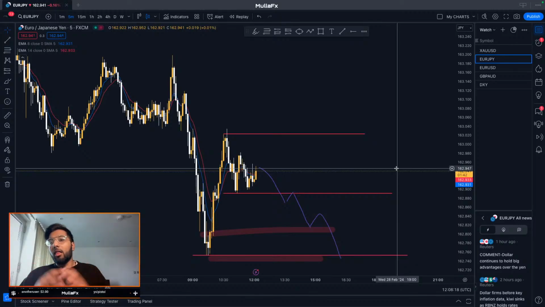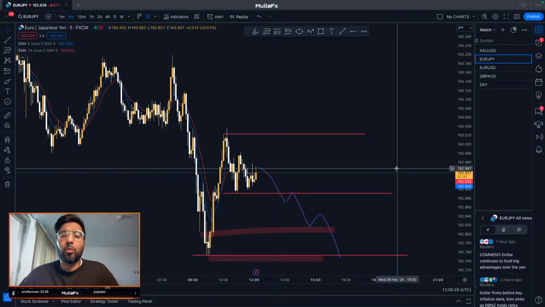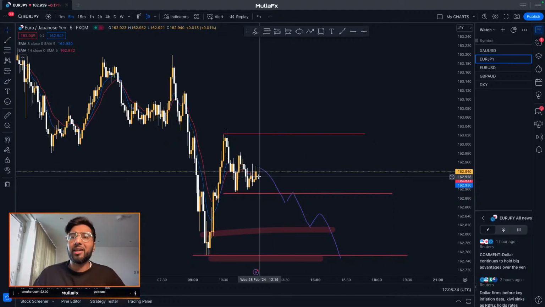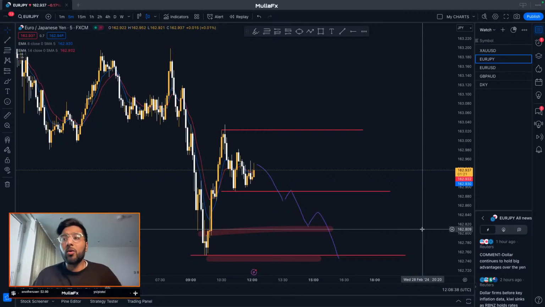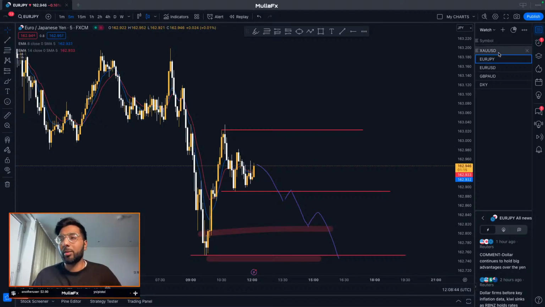So that is what we're looking at, guys, with regards to Euro JPY. And yeah, I really want to keep an eye on this. So we're just going to have an eye on this for a few more moments. At the moment it's 12:08. Around 12:15, we'll look back at Euro JPY and see where Euro JPY is heading.